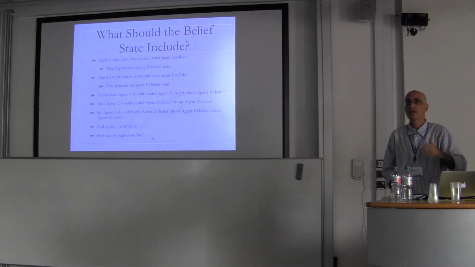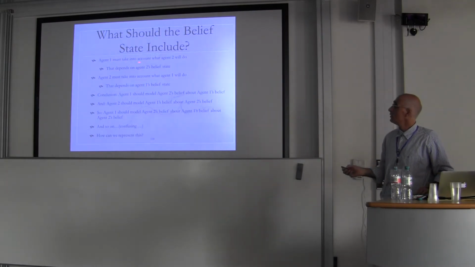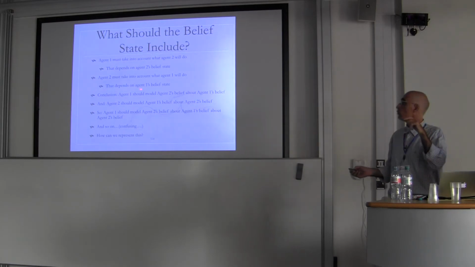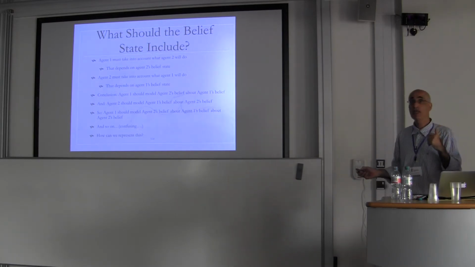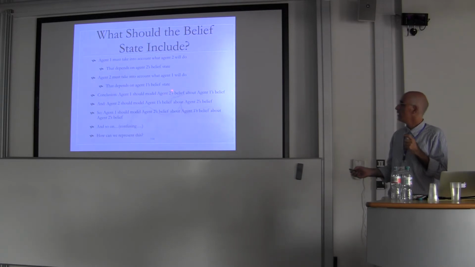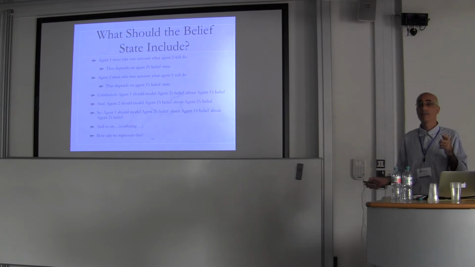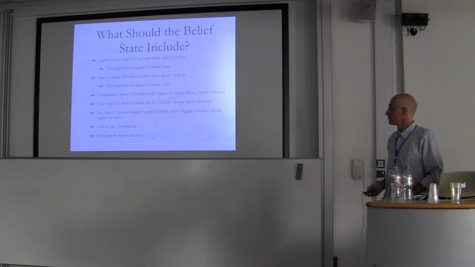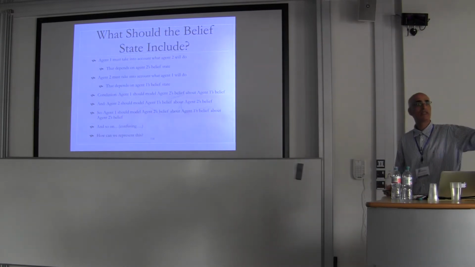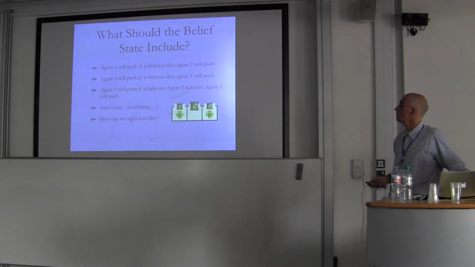Okay, so what does it mean to model? What should my belief about the other agent include? So agent 1 has to take into account what agent 2 will do, right? So that depends on agent 2's belief state. But agent 2 also has to take into account what agent 1 will do. And that depends on agent 1's belief state. So agent 1 has to model agent 2's beliefs about agent 1's beliefs. Similarly, agent 2 has to model agent 1's belief about agent 2's belief. So agent 1 has to model agent 2's beliefs about agent 1's beliefs about agent 2's beliefs. And so forth. Okay? Rather confusing, right? So how can we handle this infinite chain of belief? It seems that we have to model this infinite chain of beliefs.